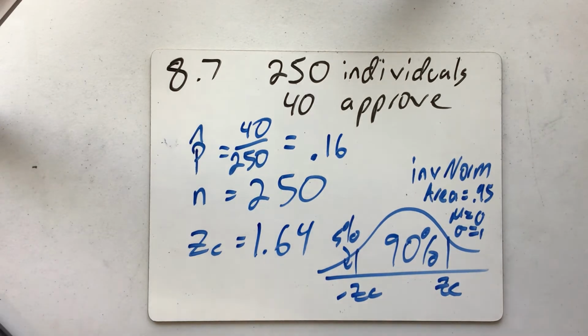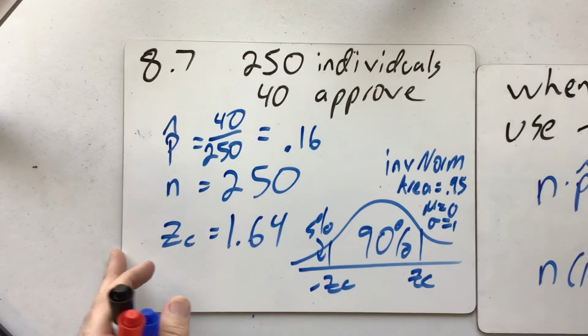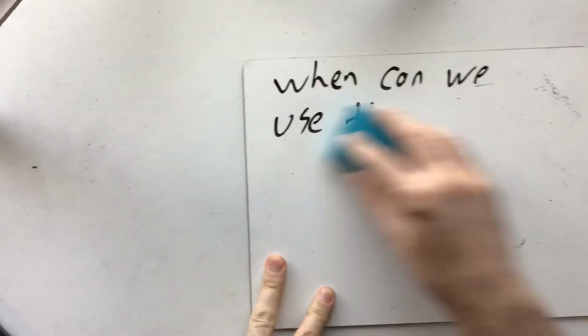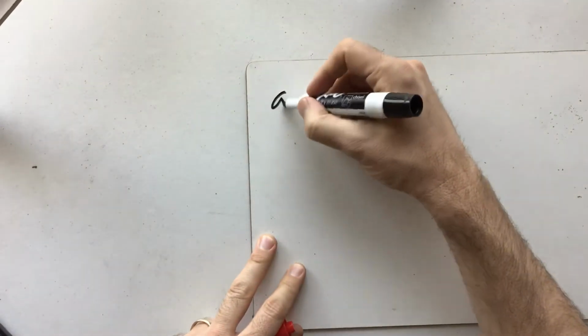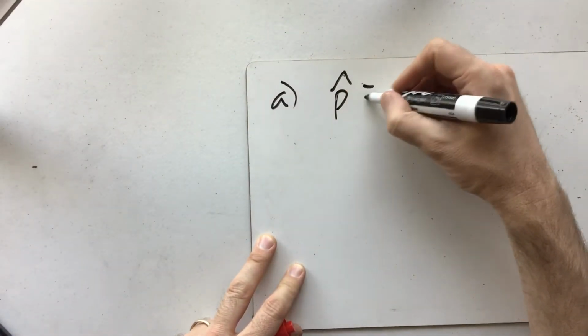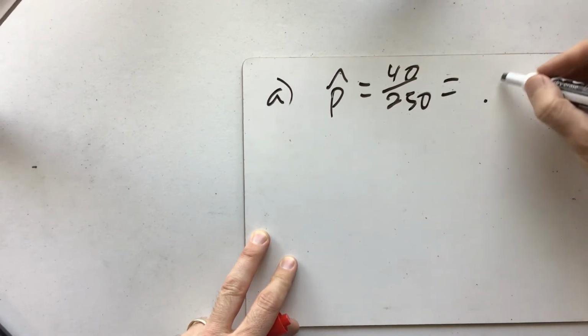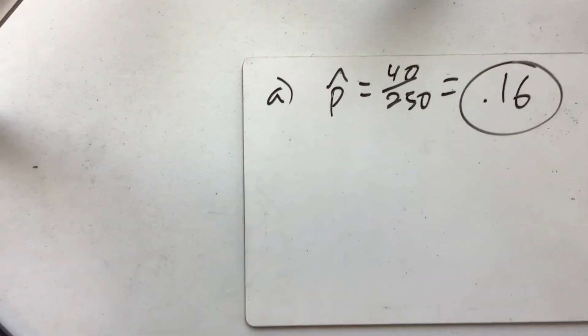Okay, so let's stop for a minute and just ask, how would I answer the actual questions that are on exercise 8.7? The first one asks, what is the point estimate p hat? Well, p hat is just that 40 over that 250, so it is 0.16. So about 16% of people in this study said they approved of Congress, which, by the way, is pretty much par for the course.